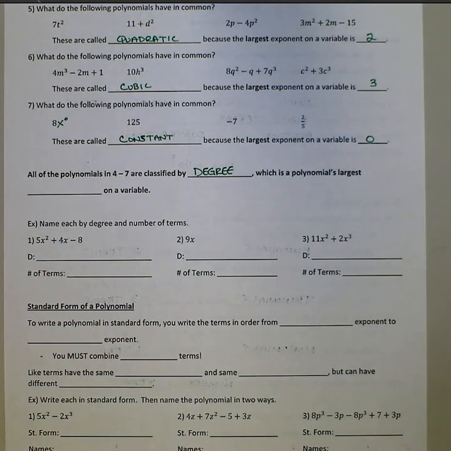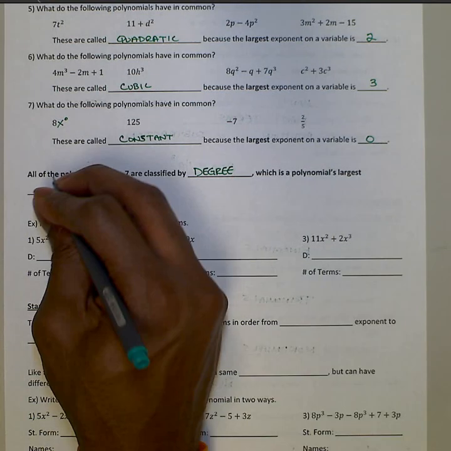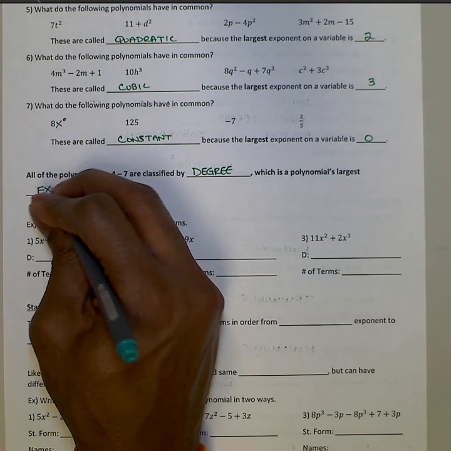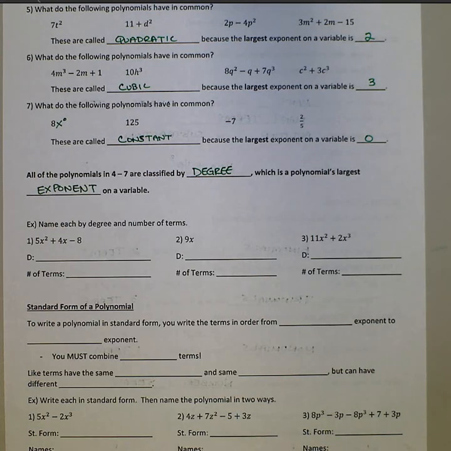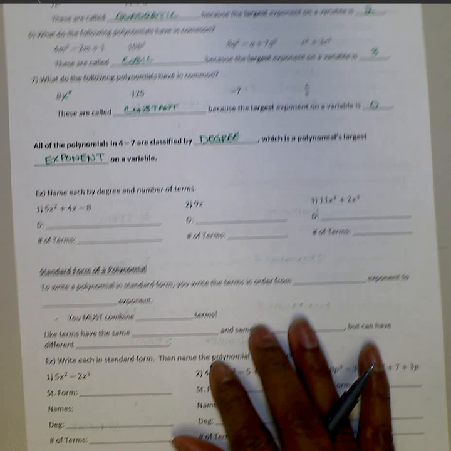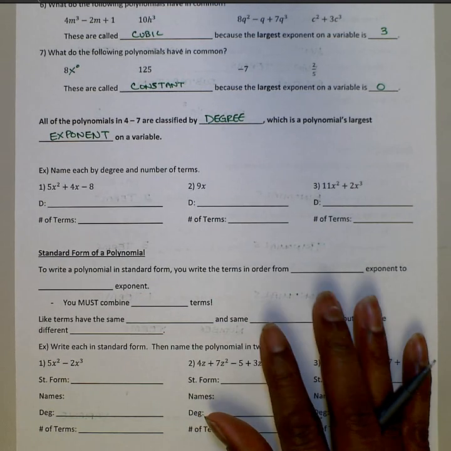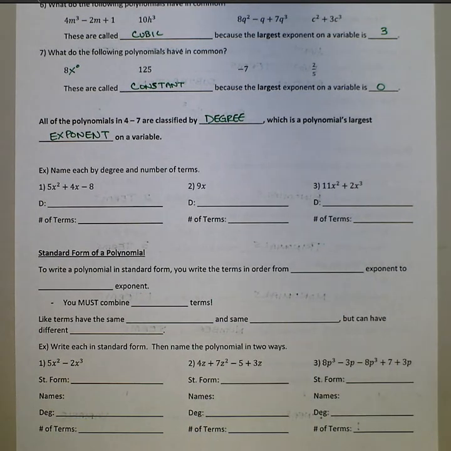Degree is a polynomial's largest exponent on the variable. So you'll be required to know how to classify a polynomial based off of the number of terms and also its degree. Alright, so here we go. It says name each by degree and number of terms.